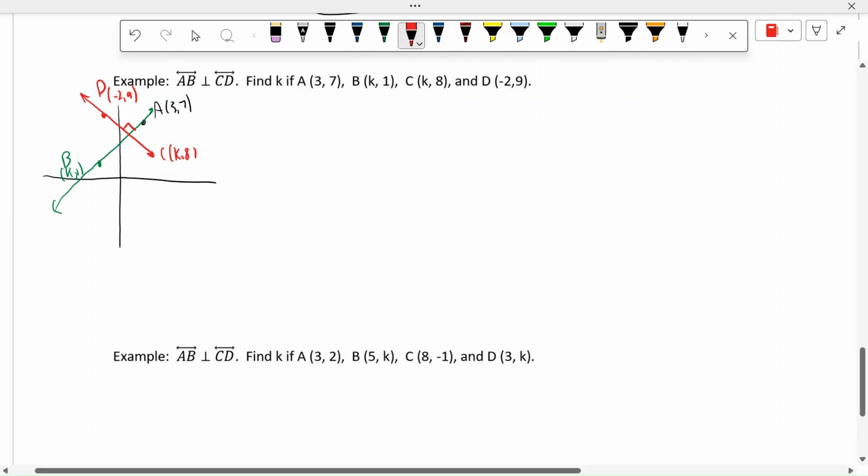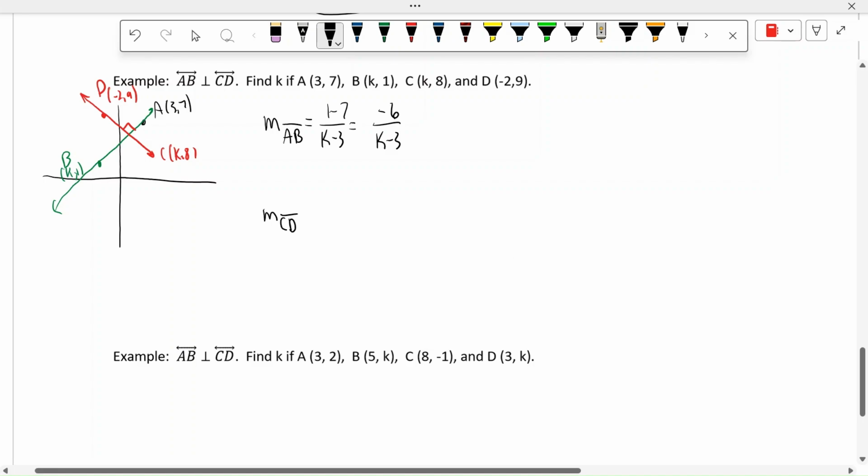These are perpendicular, so I can put a right angle in there. And now I need to actually start solving for k. And that perpendicular is all about the slopes. So slope of AB is equal to 1 minus 7 divided by k minus 3. So it's negative 6 over k minus 3. That is the slope of segment AB.